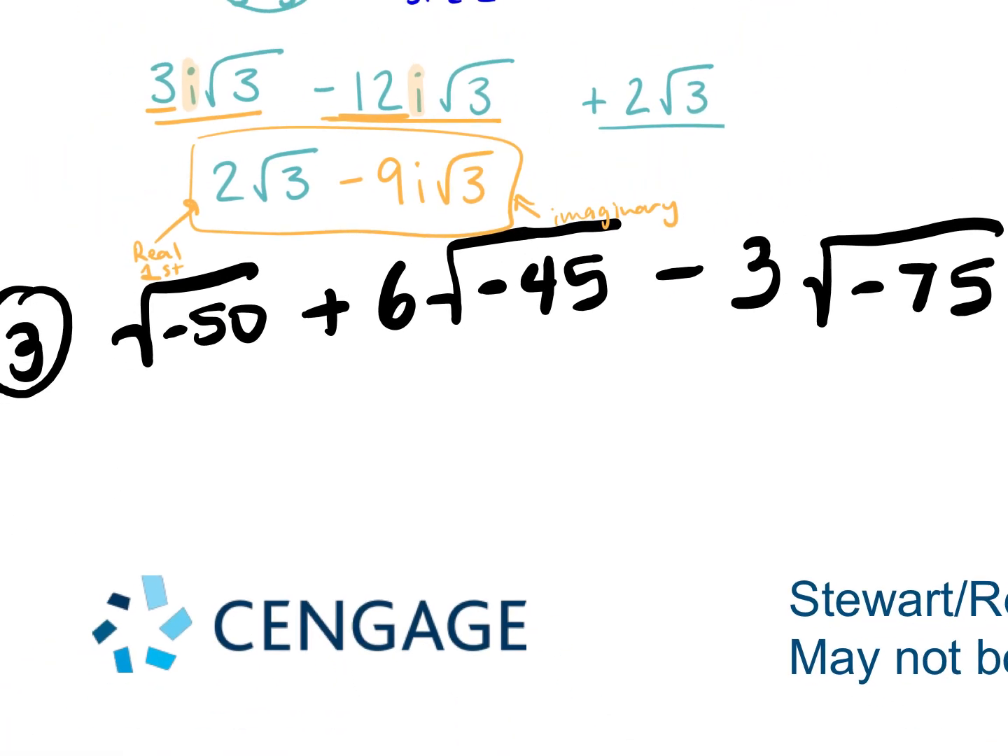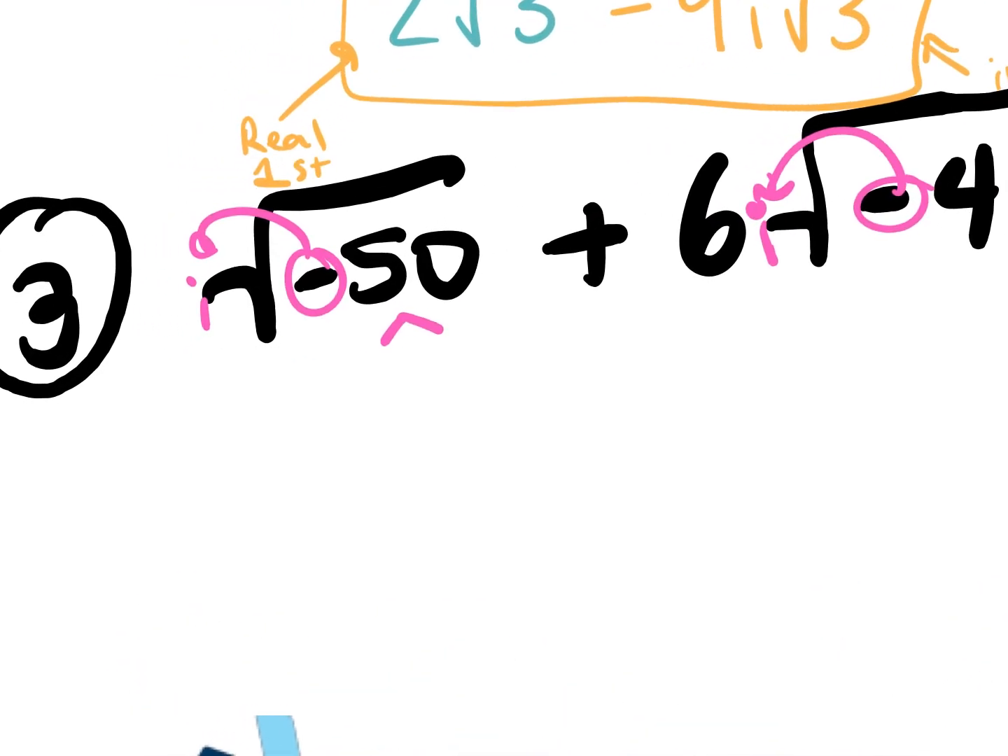Let's do the same thing with number 3. So I'm going to take the negatives out, turn them into i's. Now let's simplify each of our radicals. What are two factors of 50? 5 and 10. And two factors of 10? 5 and 2. So circle any pairs that we have. What's going to come to the outside? The 5. What else comes to the outside? i. Perfect. What stays on the inside? 2. Awesome. So we have 5i square root 2.